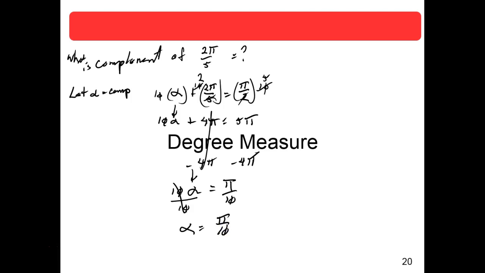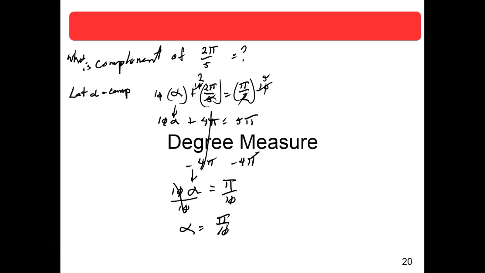How do you check that? Pi tenths plus, let's get that in tenths. That would be 4 tenths pi, right? 2/5 pi is 4 tenths pi. So 1 tenth pi plus 4 tenths pi is 5 tenths pi, and 5 tenths pi is pi halves. Done. Make sense? Good old fractions, we love them, don't we?